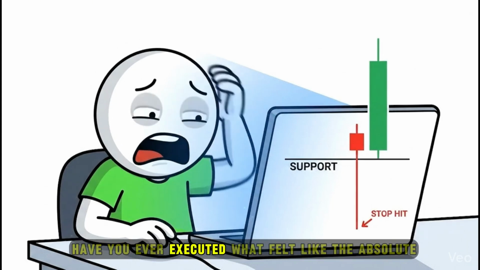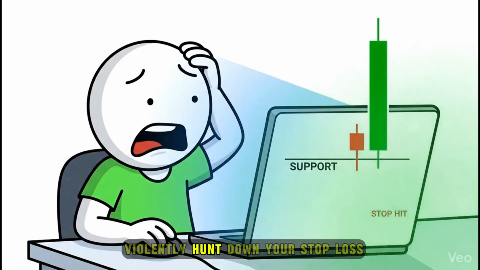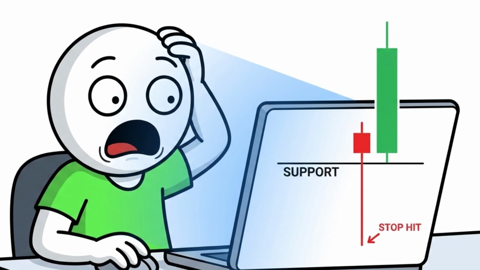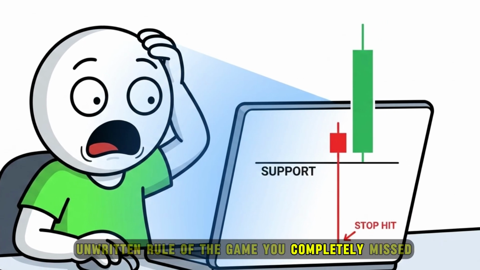Have you ever executed what felt like the absolute perfect trade, only to watch the market violently hunt down your stop loss and instantly reverse exactly where you predicted, leaving you staring at a blank screen wondering what deep, unwritten rule of the game you completely missed?